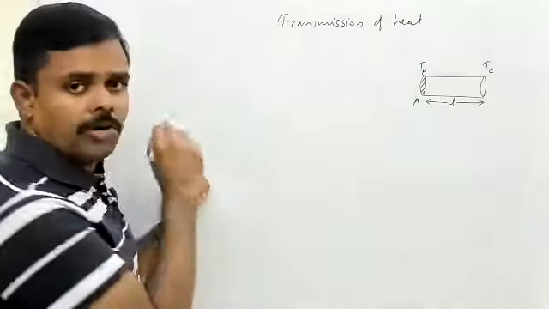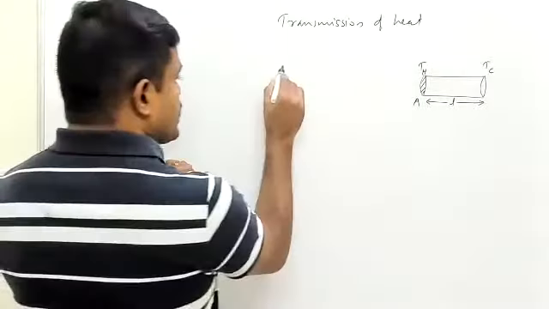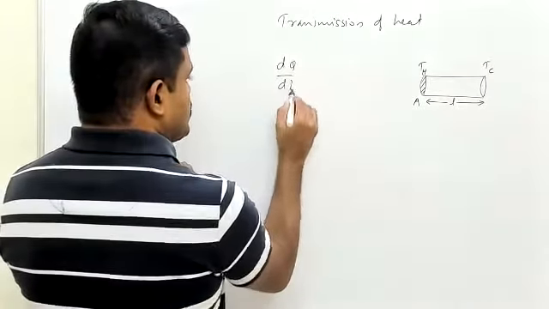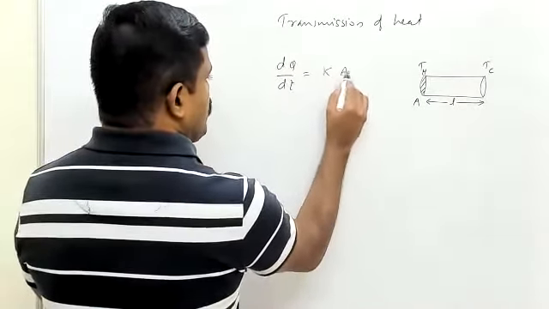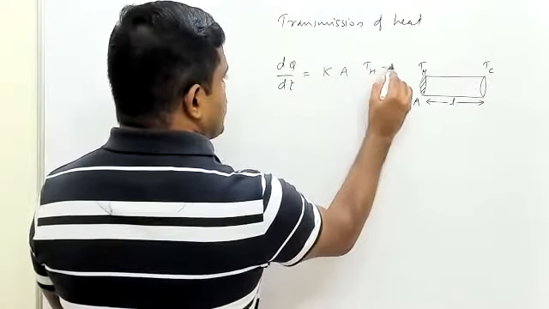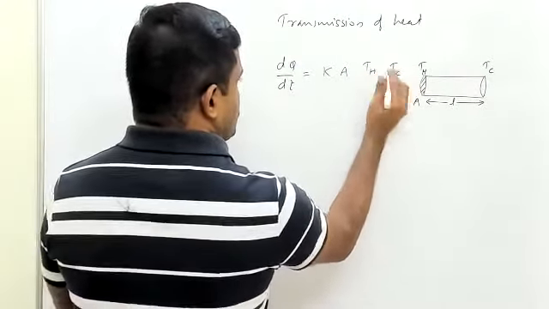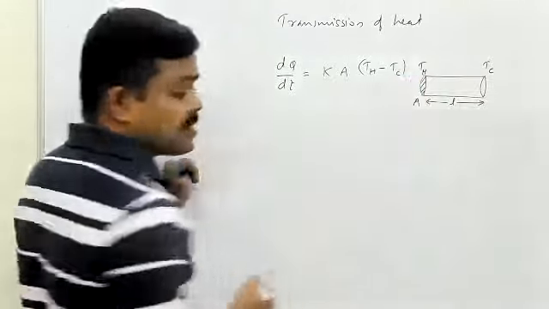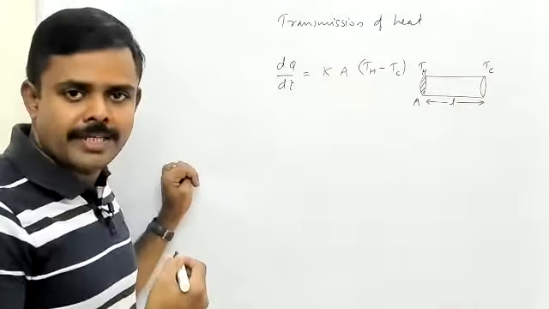So, what is the amount of heat transported through this? dQ over dt is equal to k into A into dT, that is TH minus TC. Earlier I wrote it as dT. dT is actually T hot minus T cold.